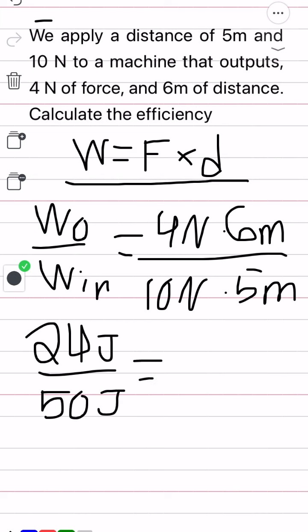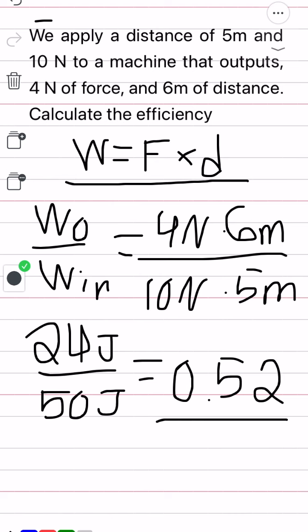And we plug this into our calculator, we get 0.52. Once again, the efficiency is not a unit quantity. I mean, there are no units behind it, so it's not like newtons or meters. It's just 0.52 or 52%.